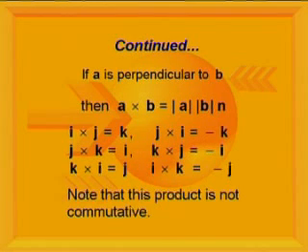If A is perpendicular to B, then A cross B is equal to magnitude of A into magnitude of B into the direction. That is, if A and B are perpendicular to each other, then the magnitude of A cross B is just the multiplication of their magnitudes. Here theta is equal to 90 degrees and sine theta is equal to 1.